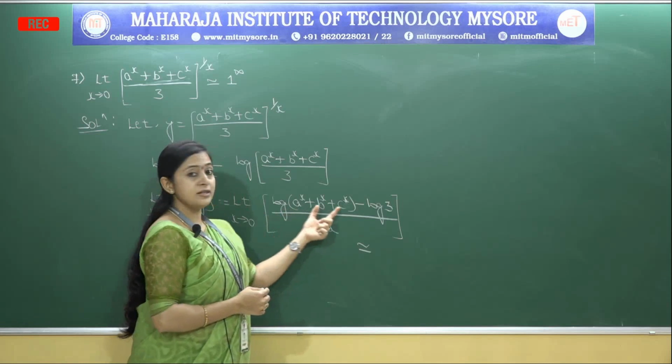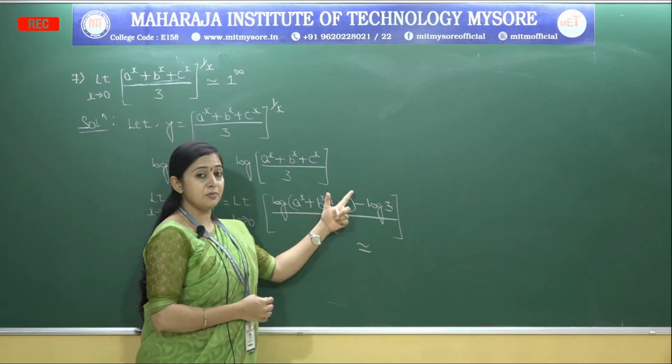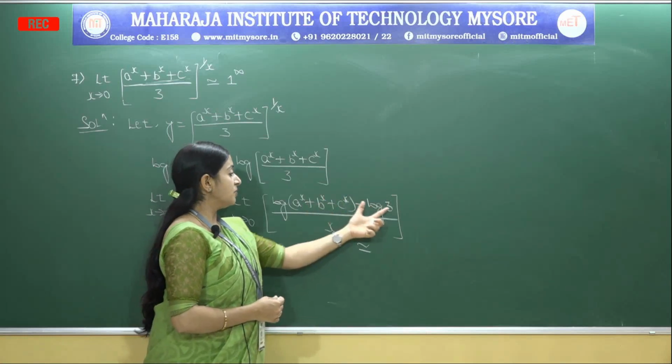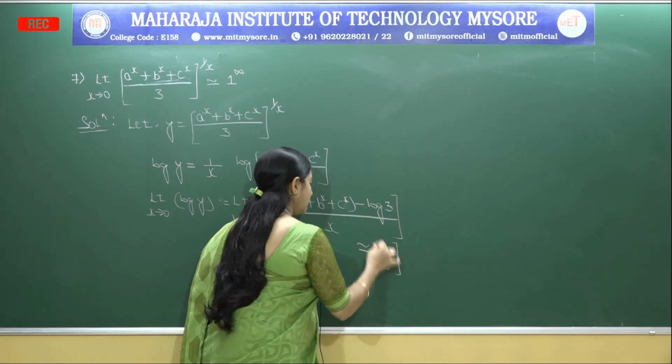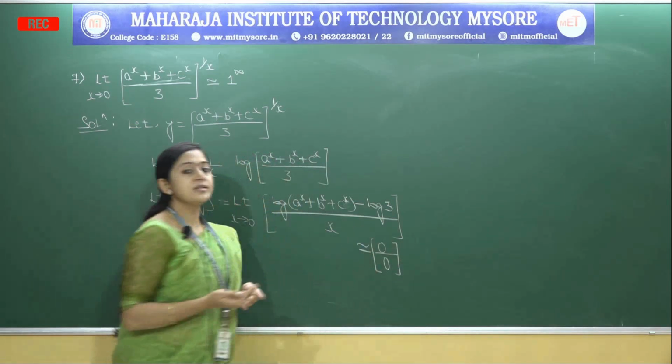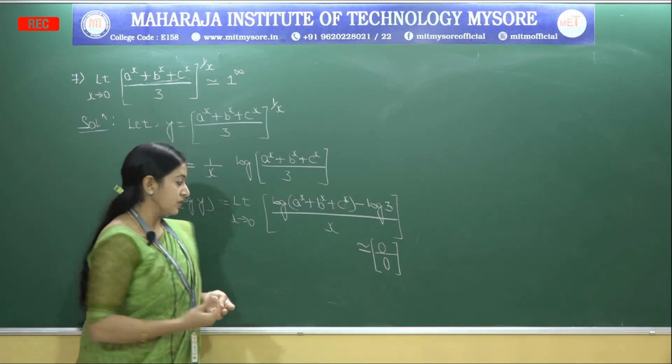So the first one, as x tends to 0, you will get a power 0 is 1, b power 0 and c power 0 is 1. Then log 3 minus log 3 you will get 0, denominator is also 0. So the given problem takes a standard indeterminate form 0 by 0, then you can apply the L'Hospital rule.